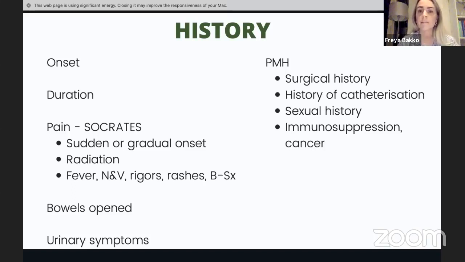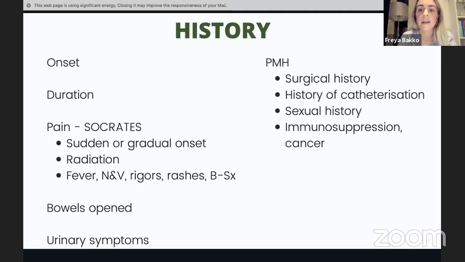Then you want to ask about their past medical history. Always really important to document whether they've had previous surgery. And when it comes to the groin, always document whether their appendix is intact, whether they've had an appendicectomy in the past. Ask about any history of catheterization, and by catheterization I mean whether they've had a vascular catheterization. So have they had a recent angiogram, for example, where they've had a catheter into their femoral artery or femoral vascular system.